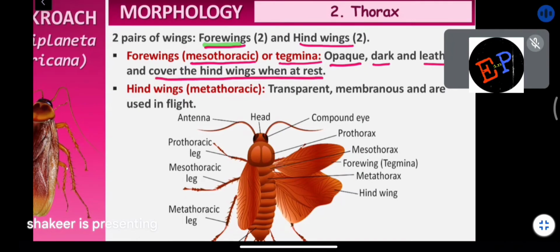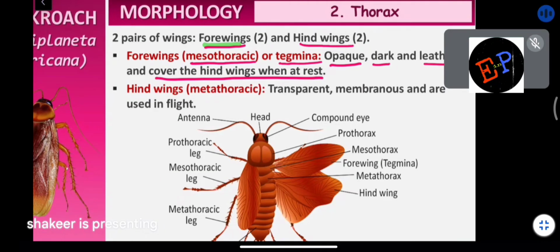So what is the function of these 4 wings? Function of 4 wings is covering the hind wings. Which are the main wings which are responsible for flight? Hind wings are the wings which are responsible for flight, and these 4 wings protect the hind wings. Are you able to understand? So when you see a cockroach, you will see a dark brown layer on the body of this exoskeleton. That is called as 4 wings.